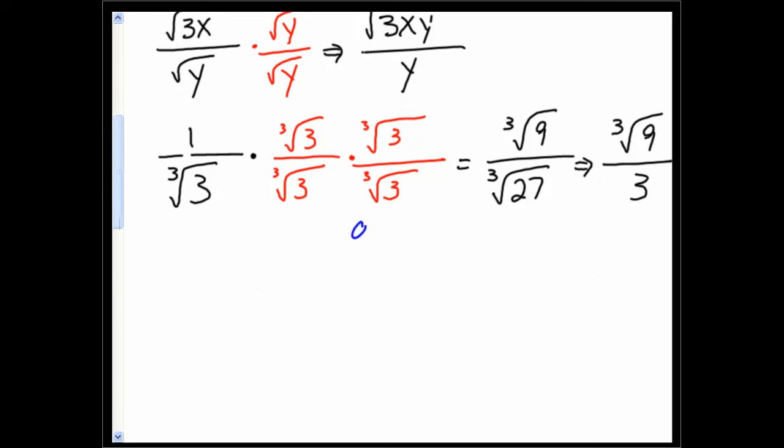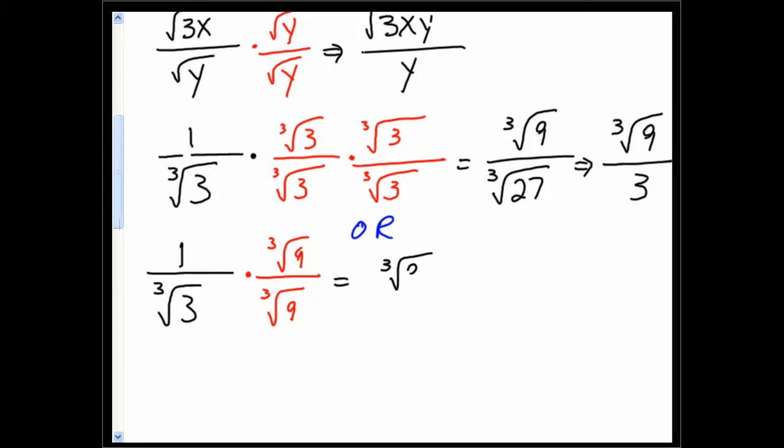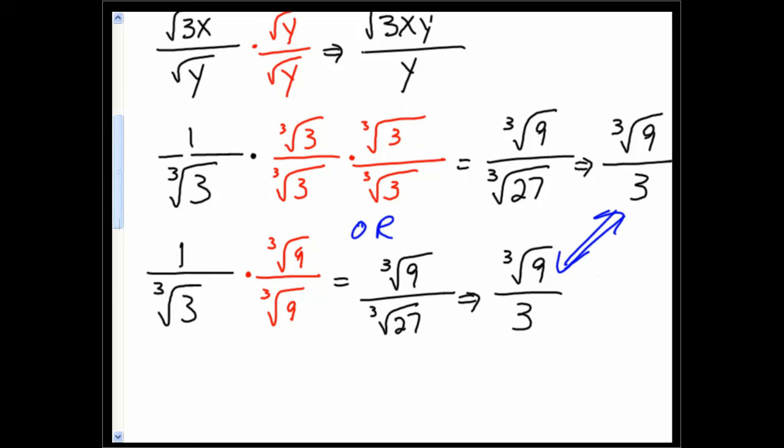Now there's another way you can do this as well. Let's rewrite the expression. 1 over the cube root of 3. Now instead of multiplying by the cube root of 3 two times, you can just multiply once by the cube root of 9. And the reason is because 3 times 9 is 27, so we have our perfect cube. So we still have the cube root of 9 on top. We have our cube root of 27 in the denominator, which simplifies to 3. And then we have our cube root of 9 on top. So you can see we get the same answer either way.